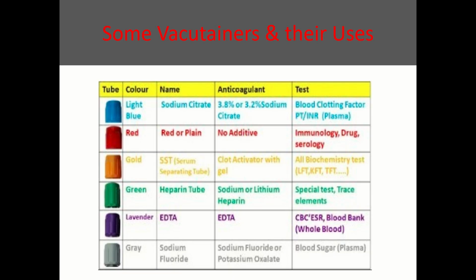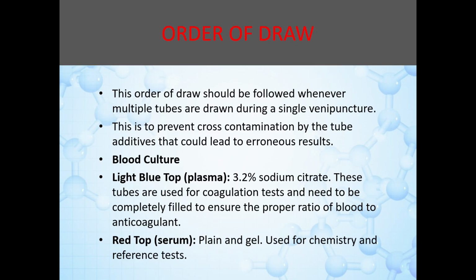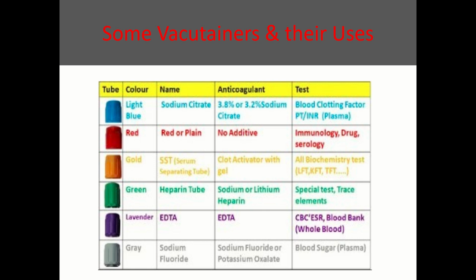So this is a very good picture where you can see the colors. The stopper colors are the color coding, and the anticoagulants used and the tests. But before we discuss the order of draw, I want to discuss with you whole blood. So, why do we have to send the whole blood, plasma, serum separately? Because for certain tests we require whole blood, such as for CBC or glucose. You can test the glucose levels from the whole blood.